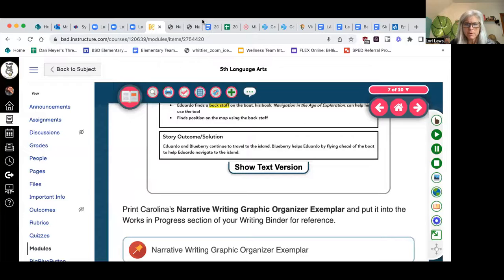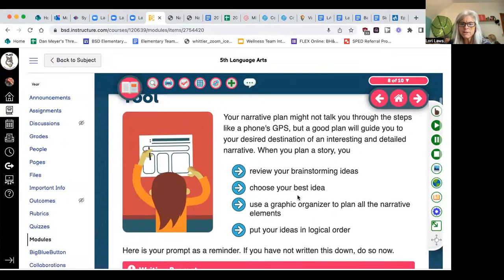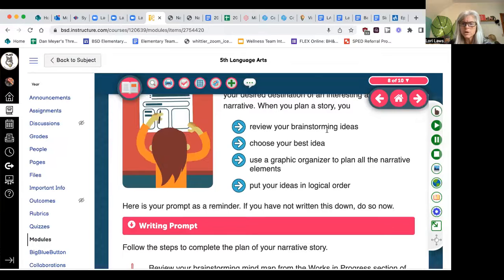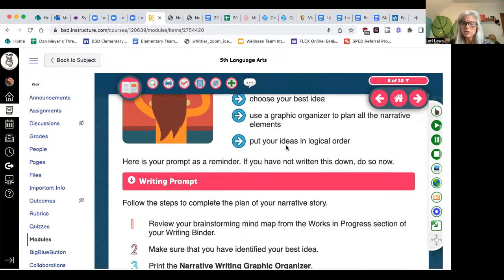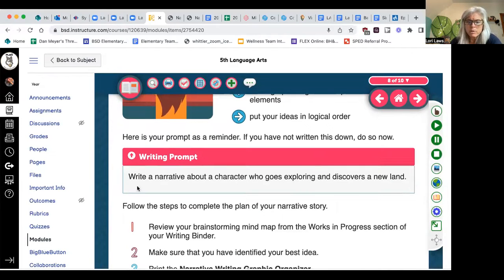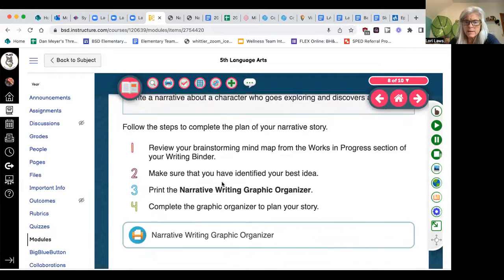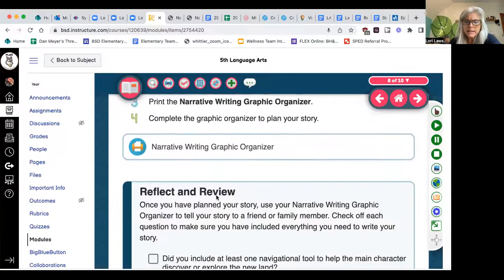It's just an example. So then it goes to page 8 and it says a plan is a writer's navigational tool, and they want you to review your brainstorming ideas, pick one, use the graphic organizer, and put your ideas in logical order. Here's your prompt as a reminder. So this is what we're writing about, a narrative about a character who goes exploring and discovers new land. Follow these steps to complete it.